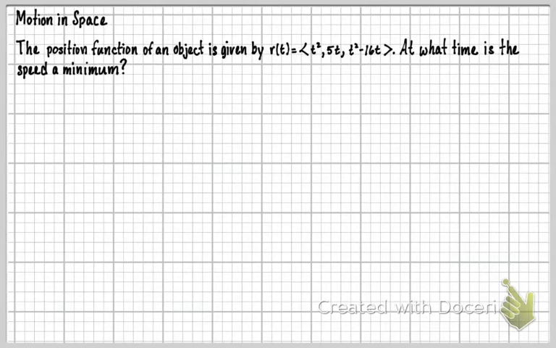Let's take a look at this problem here. It says the position function of an object is given by r(t) = ⟨t², 5t, t² − 16t⟩. And it says, at what time is the speed a minimum?